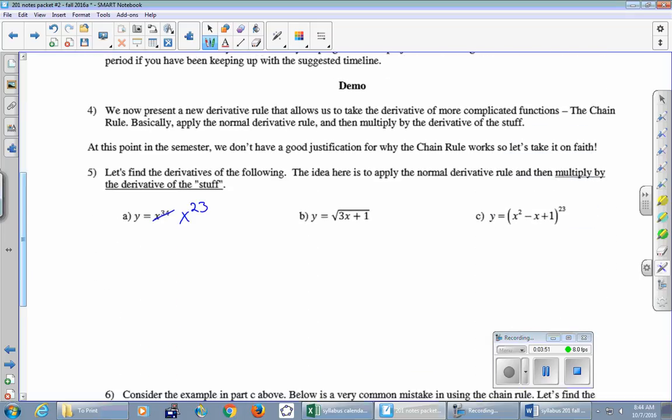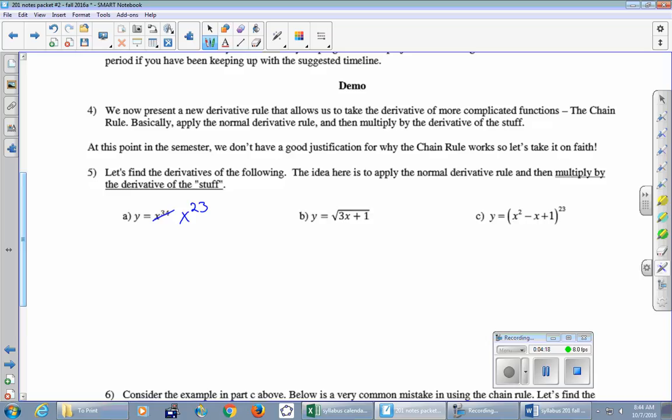Okay, so jumping in on number 4. We now present a new derivative rule that allows us to take the derivative of more complicated functions. The chain rule basically says apply the normal derivative rule, then multiply by the derivative of the stuff. So that will have more context in just a moment. At this point in the semester, we don't have a good justification for why the chain rule works. This new thing we're about to do, we're just going to take it on faith. Trust me, it is valid. So let's see if we can apply it.